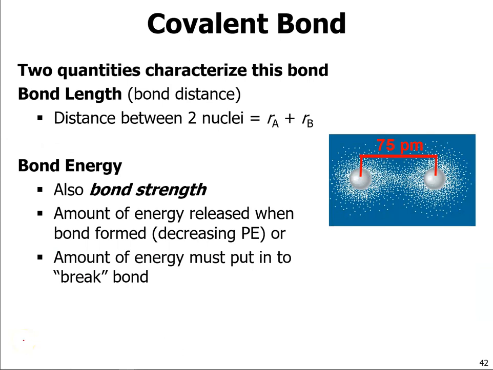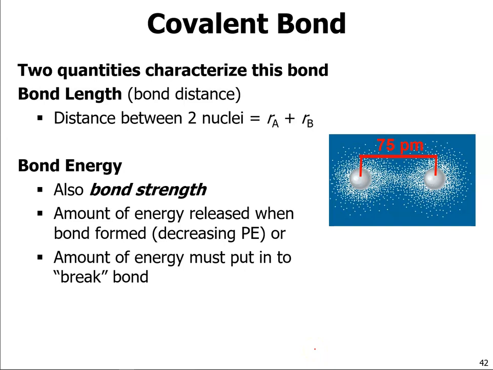In a covalent bond, there are really two different things that we're looking at to determine the energies involved and the strength of those. So we're looking at the bond length, and that's the distance between the two nuclei of the two different proton groups. And this is going to tell us something about that bond character. The other thing we look at is bond energy.